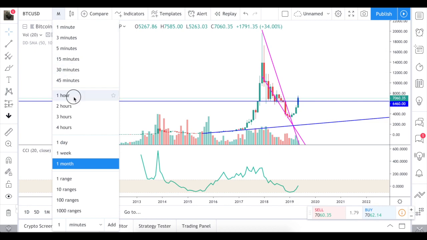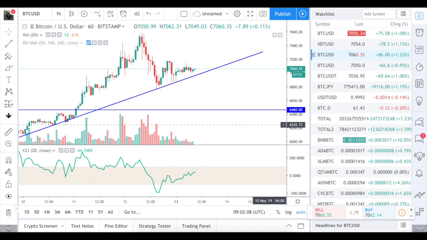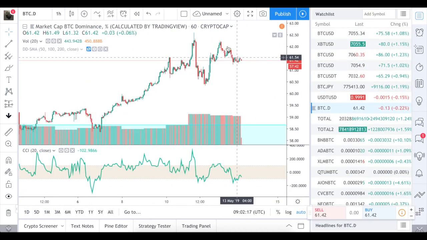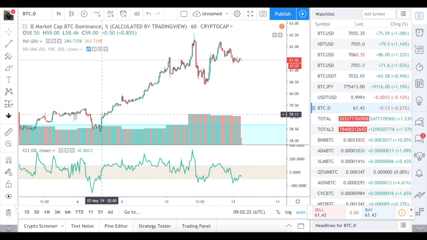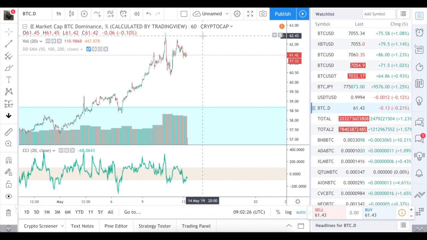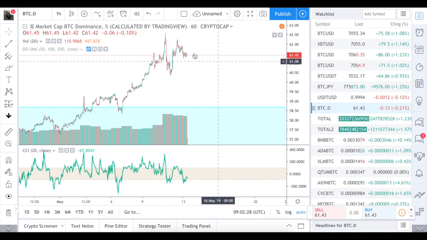Finally, I was going to mention Bitcoin dominance. As you probably also follow this, we have had a little bit of decline in the dominance recently, so we don't have a continuation of this crazy increase in Bitcoin dominance. So maybe altcoins are starting to return to their position.